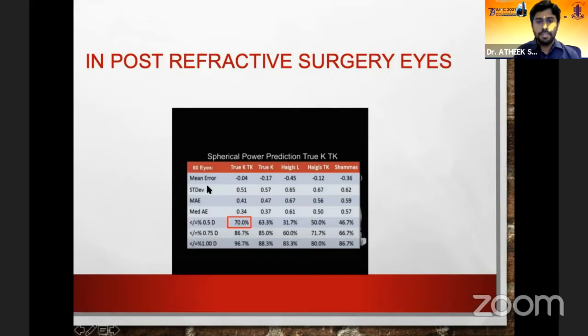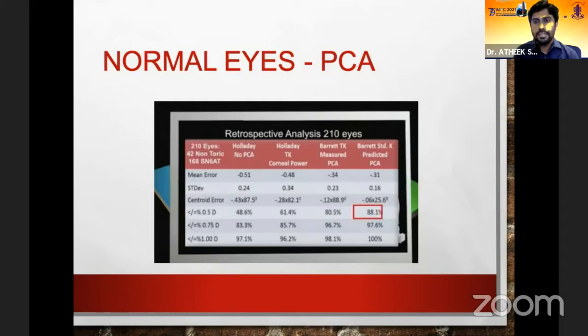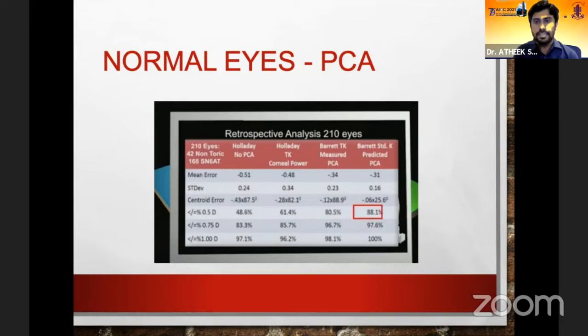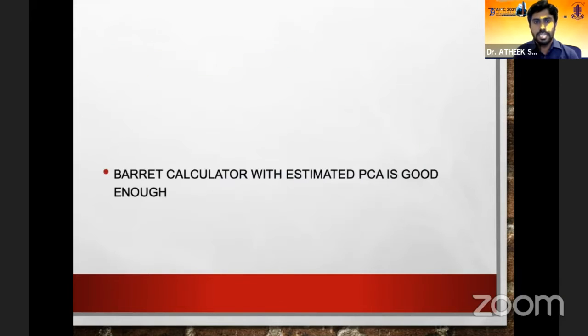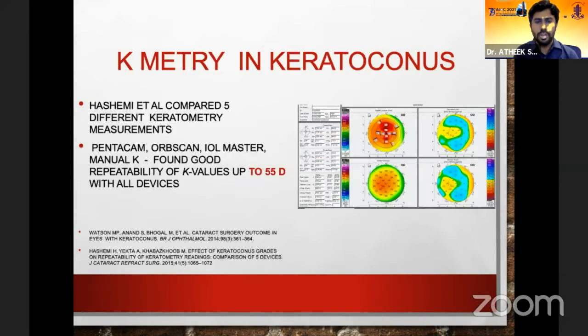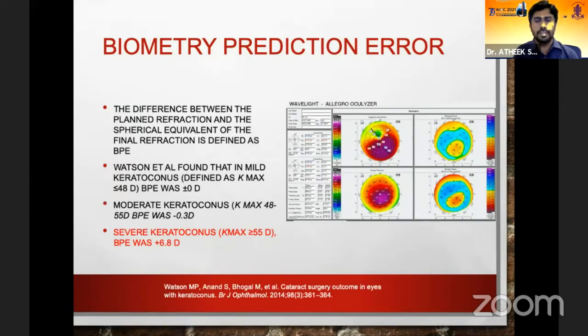So 70% of patients have an error of less than 0.5, which is mind-boggling for a patient who has undergone keratorefractive surgery. However, what is surprising is that in patients with normal eyes or virgin eyes, even now, the Barrett's predicted posterior corneal astigmatism measurement is perfectly fine and good enough. Well, this may change with time. With regards to keratoconus, the only thing I would like to say is that up to 55 diopters, the surprise that we get is not much. Maybe a mild hyperopic shift can happen.